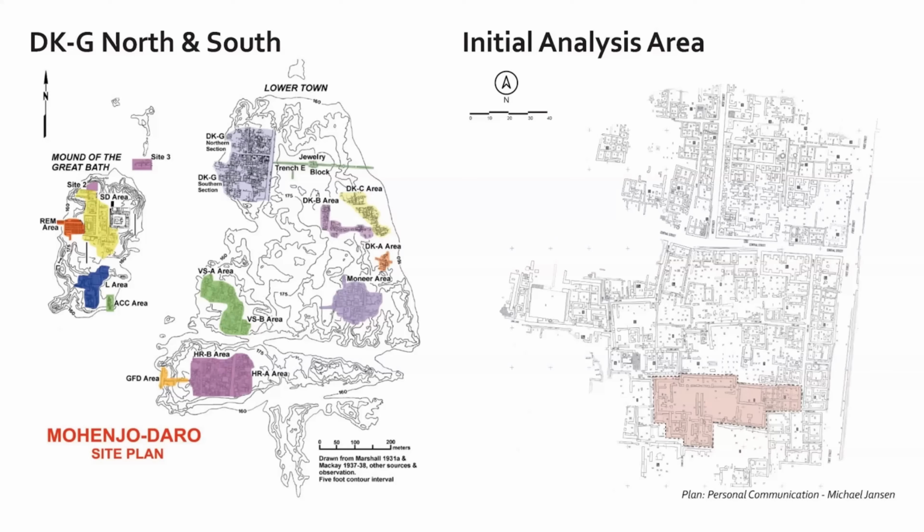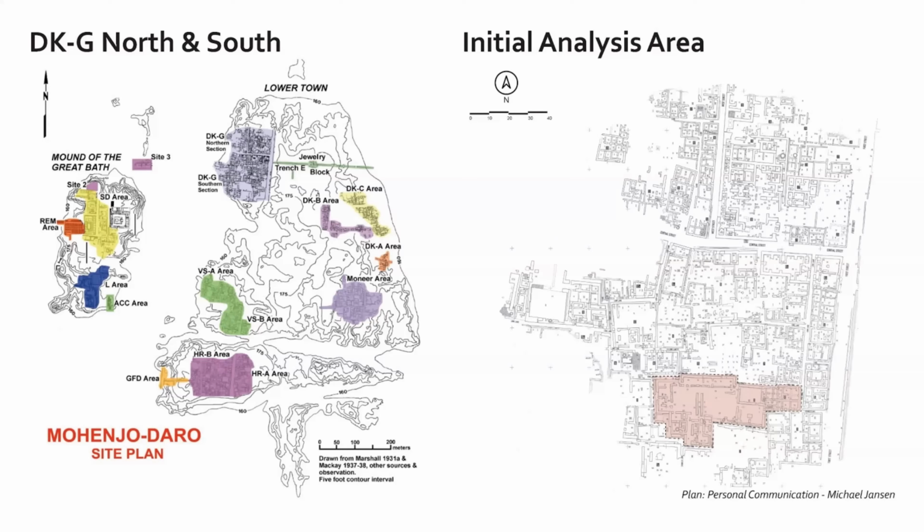So this expansive lower town, which is where we're kind of focused, is made up of numerous lower mounds that have been excavated over the years, and you'll see those in color patches, including DK, HR, VS, and SD areas, and an extension of the lower town called the Munir area. Now, the lower town has usually been the locus of architectural and residential study.